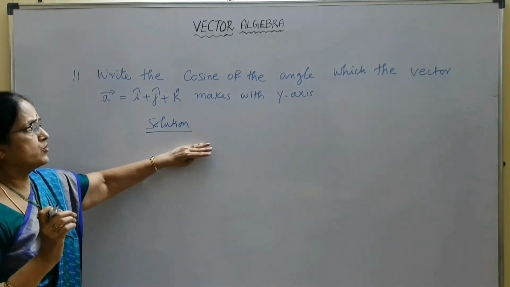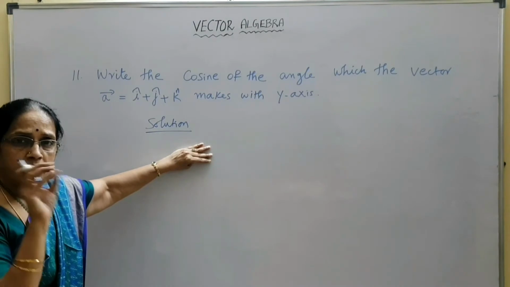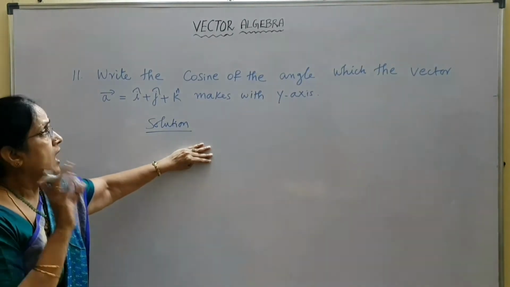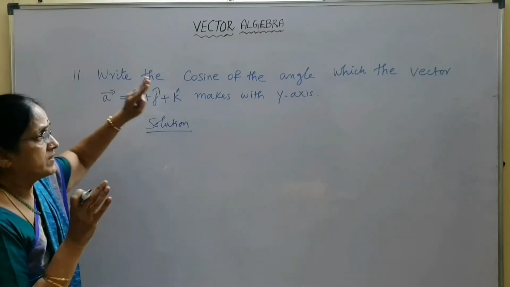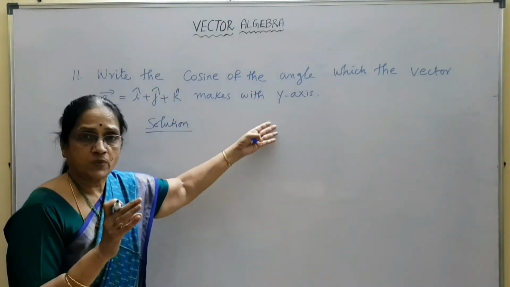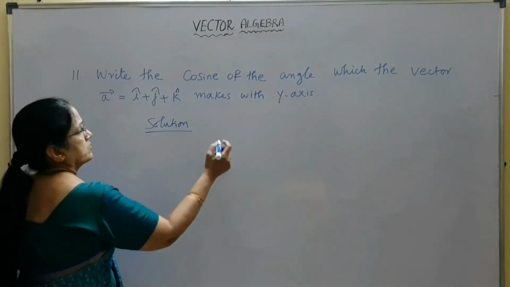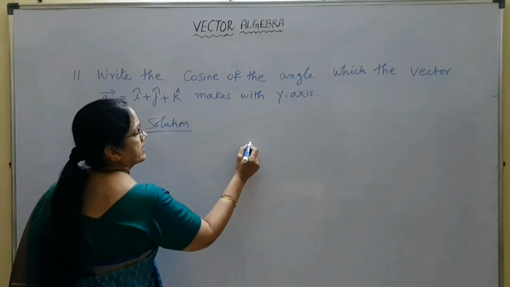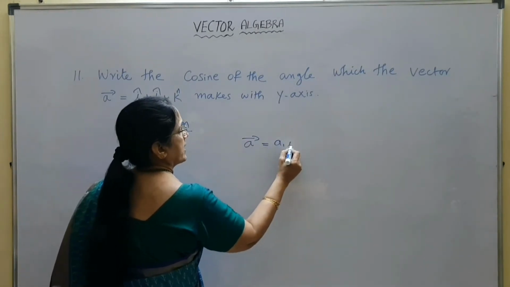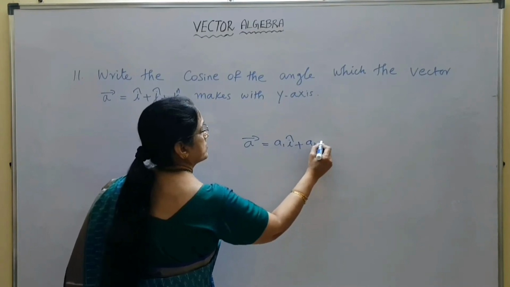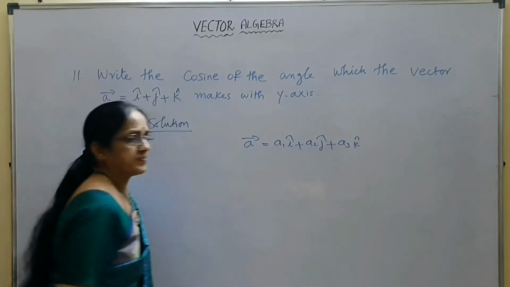See, before I start doing the sums, let me give you some tips regarding how to find out the angle made by the given vector with the coordinate axis, whether it is y-axis or x-axis or z-axis. Now, you know when a vector is given to you as A vector is equal to some a1 I cap plus a2 j cap plus a3 k cap.